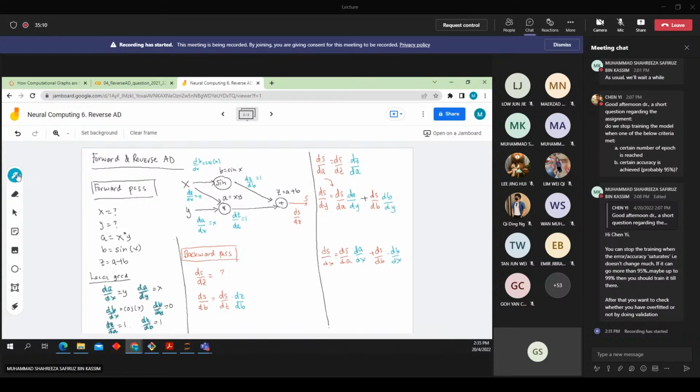Now, if we set s equal to z, we substitute this. So ds/dz is equal to the partial derivative of z with respect to itself, which is equal to 1. So what we're going to do here is seed this as 1. What happens? We'll do it as 1 here.